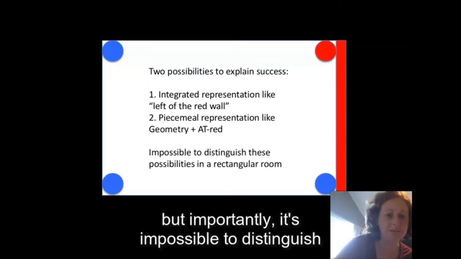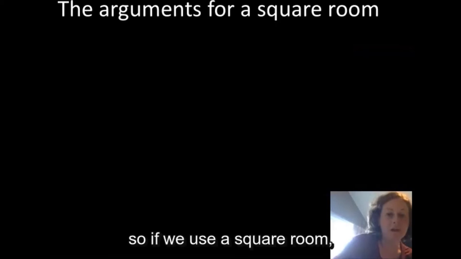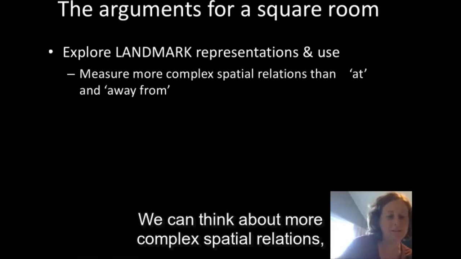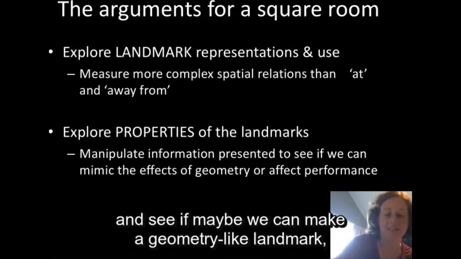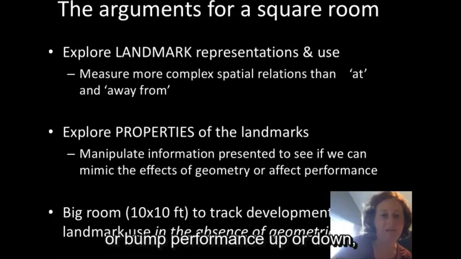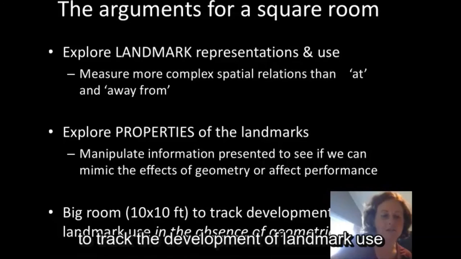So if we use a square room, we can look at landmark representations, we can think about more complex spatial relations than "at" and "away from," and we can manipulate different properties of the landmark and see if maybe we can make a geometry-like landmark or bump performance up or down. And in our studies, we use a big room, 10 foot by 10 foot, to track the development of landmark use in the absence of geometric supports. We can get lots of different information from this.